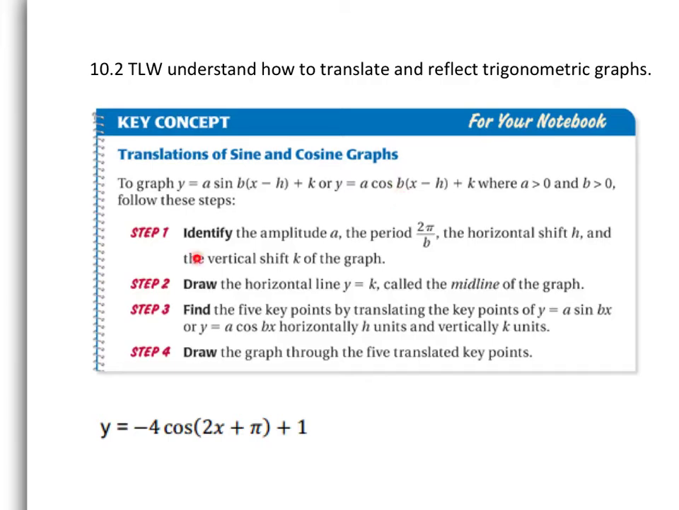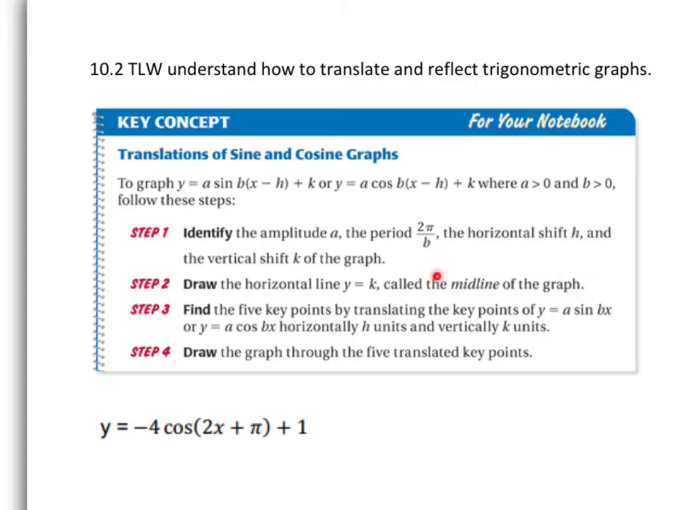So see, still step one, identify the amplitude. Still do the period as 2 pi divided by b. The shift is h, and the vertical shift is k, just like they always have been. It says draw the horizontal line y equals k. It's called the midline of the graph. So that's going to be like the new 0.